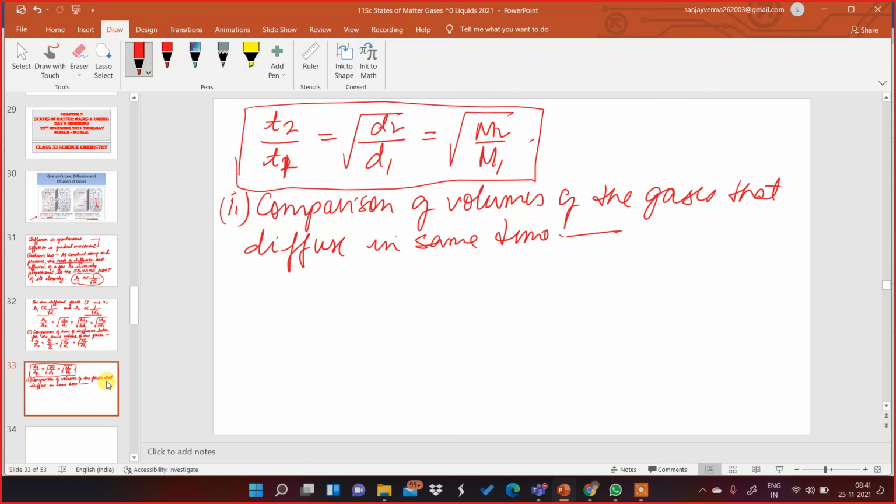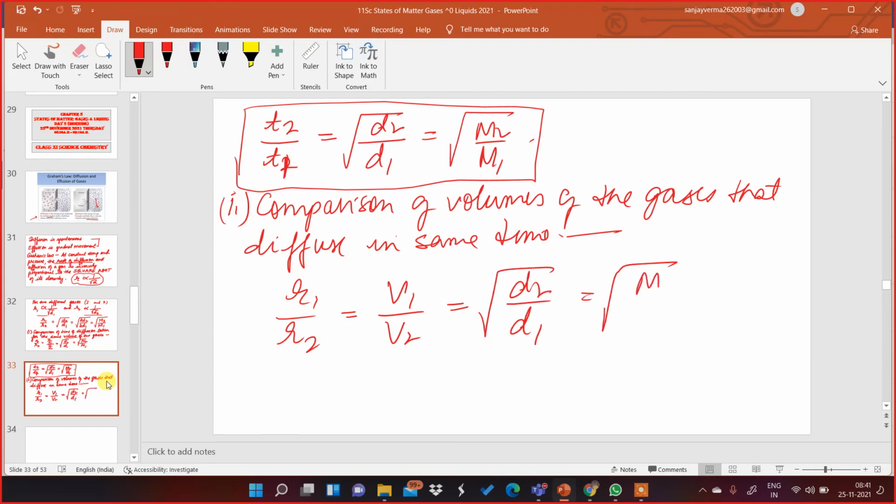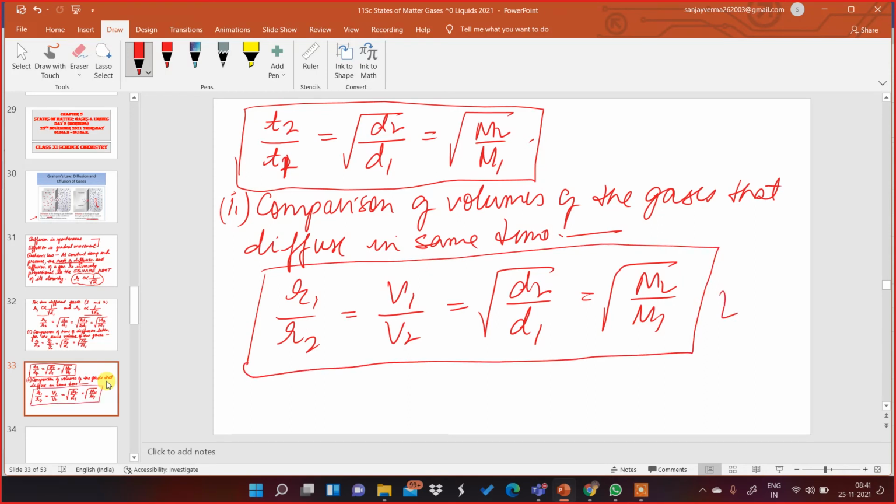So over here, I'll just write down the final formula only. No need for the derivation. R1 by R2 is equal to V1 by V2, that is equal to root under D2 by D1, that is equal to root under M2 by M1. So whenever you compare the volumes under the same time for the gases diffusing, you have to remember this formula for the numericals part. Okay.